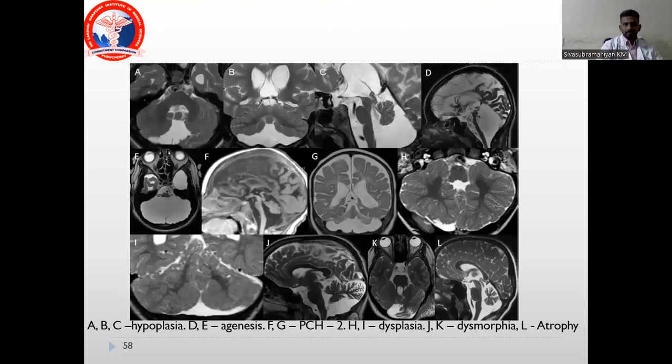So this is to summarize the entire thing in a nutshell. The first few are cerebellar hypoplasia with reduction in the cerebellar volume, absent development called the cerebellar agenesis, and abnormalities of the pons as well, with hypoplasia of the cerebellum called pontocerebellar hypoplasia, an abnormal morphology of the fissure, that is dysmorphia, and skeletonization of the cerebellum, which is cerebellar atrophy.